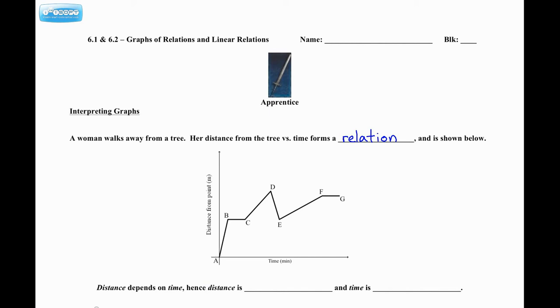So we say distance depends on time, right? It wouldn't make sense to say that the time depends on her distance traveled. We'd say that her distance traveled depends on how much time has gone by. Therefore, we say distance is dependent, which makes time independent.